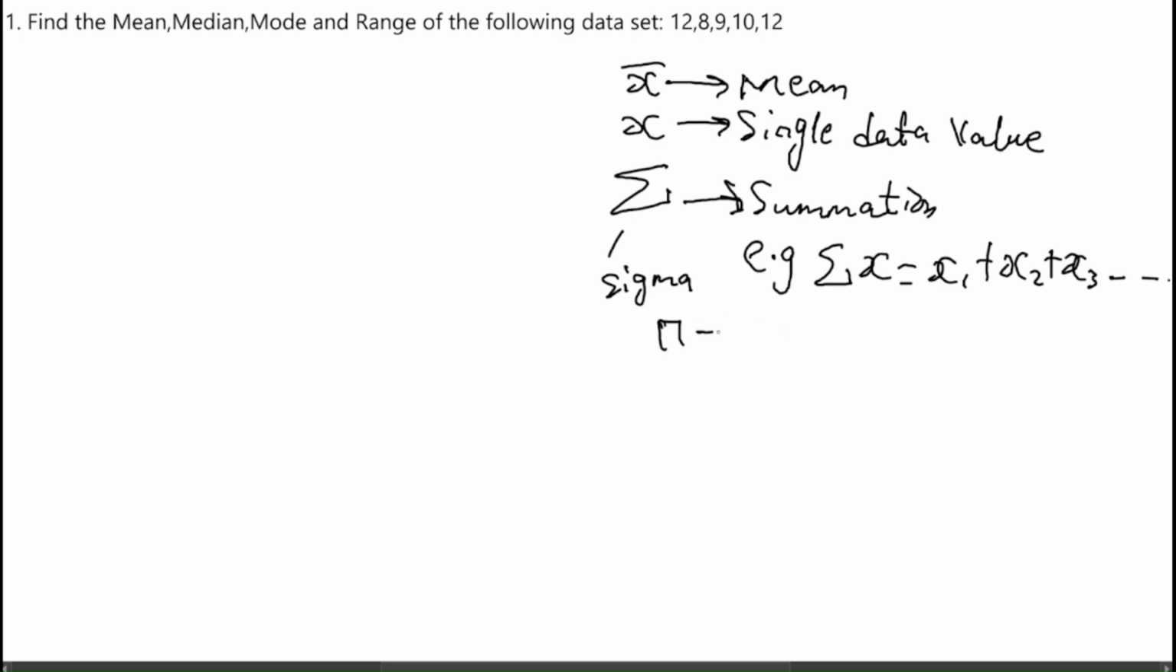Next, we have n. N represents number of data involved. For example, in this question, we have 5 data involved. First, 12. The second data involved is 8. The third data involved is 9. The fourth is 10. And the fifth is 12. So we have 5 data involved. In some cases, you may see F instead of N. F means frequency.